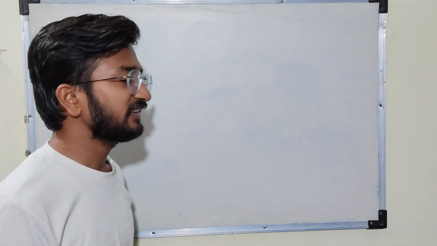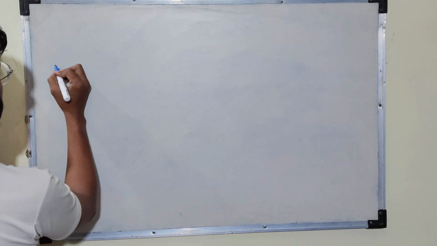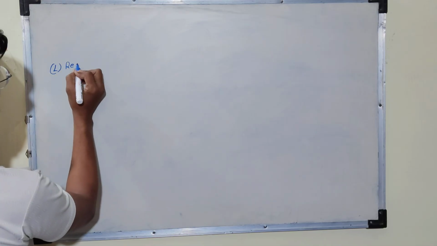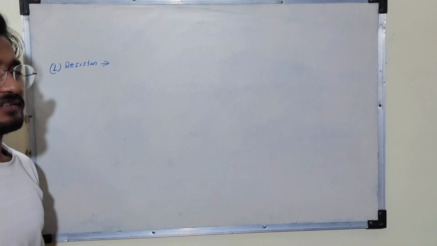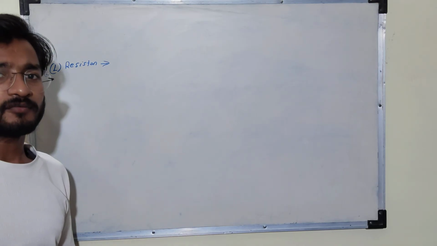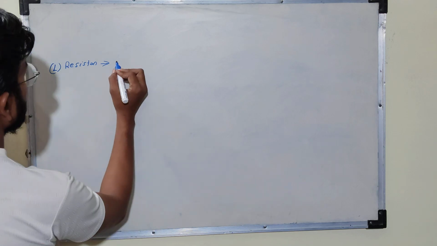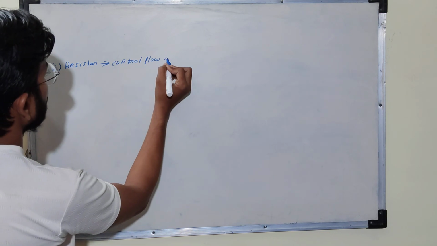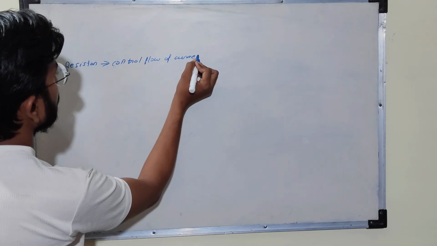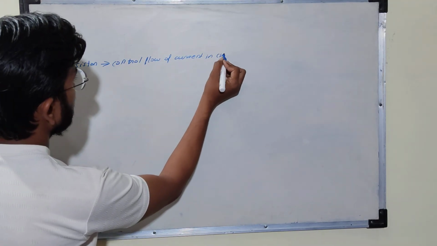Our first component is resistor. A resistor is used to control the flow of current in a circuit.